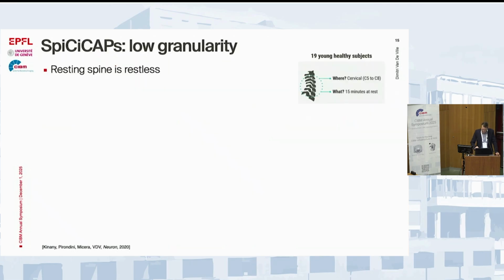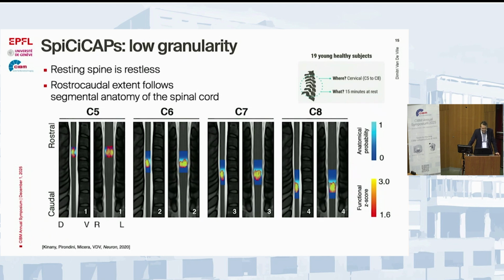Okay, so let me show you how that turns out if you apply this to the spinal cord. There are, in a way, two regimes where this is very useful. The first one is in so-called low granularity, so you go for a low number of spicy caps. The first thing we observed is that the spicy caps seem to be driven by a lot of activity. So the spinal cord in resting state is actually very restless, just like the brain, which was actually a first surprise, to be honest.